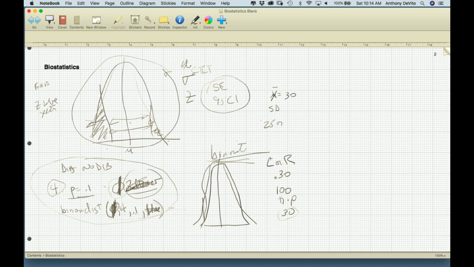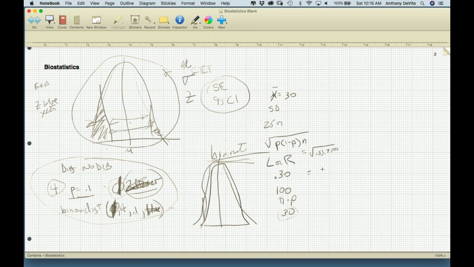Well, the standard deviation in the binomial distribution is the square root of n times p times 1 minus p. Okay, n is the sample size, p is the probability of a person being left-handed, and 1 minus p is the probability of them not being left-handed. So that turns out to be the square root of 0.3 times 0.7 times, what's our sample size again? 100. This is 0.21 times 100.